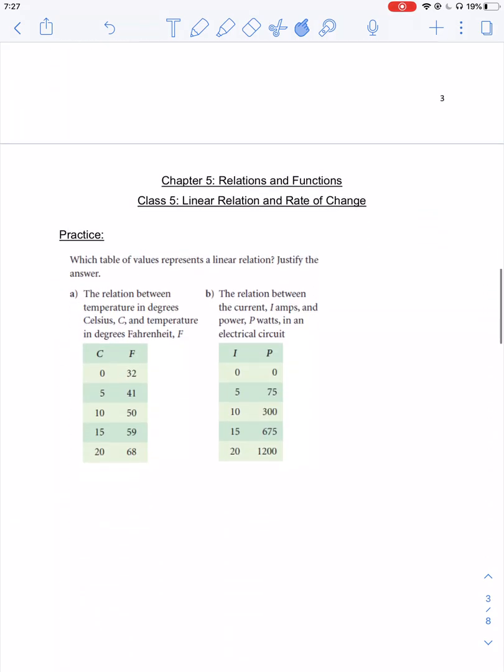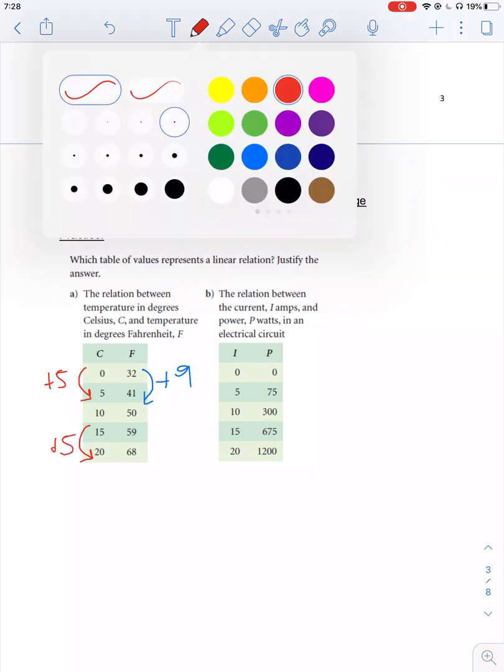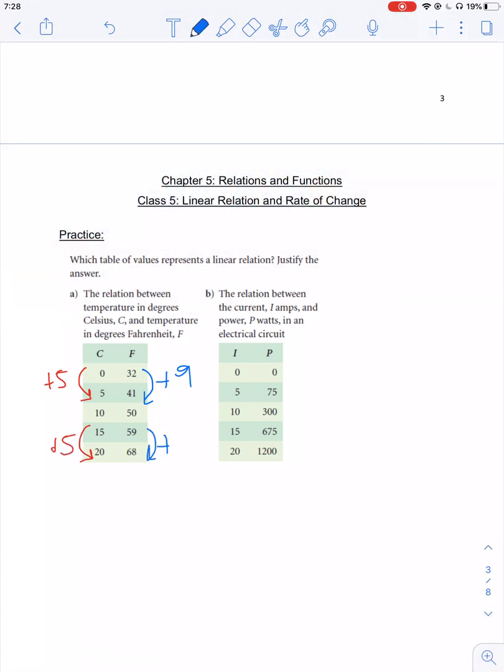This question is simple. It's asking you which table of values represents a linear relation. As you can see in this table, you can think of it as your x increasing by 5, and your y value increasing by 9, and that is true for any point in the table. Let's just focus on the last two. Here, the change in x is 5, and the change in y is still 9. This has to be true for every point.